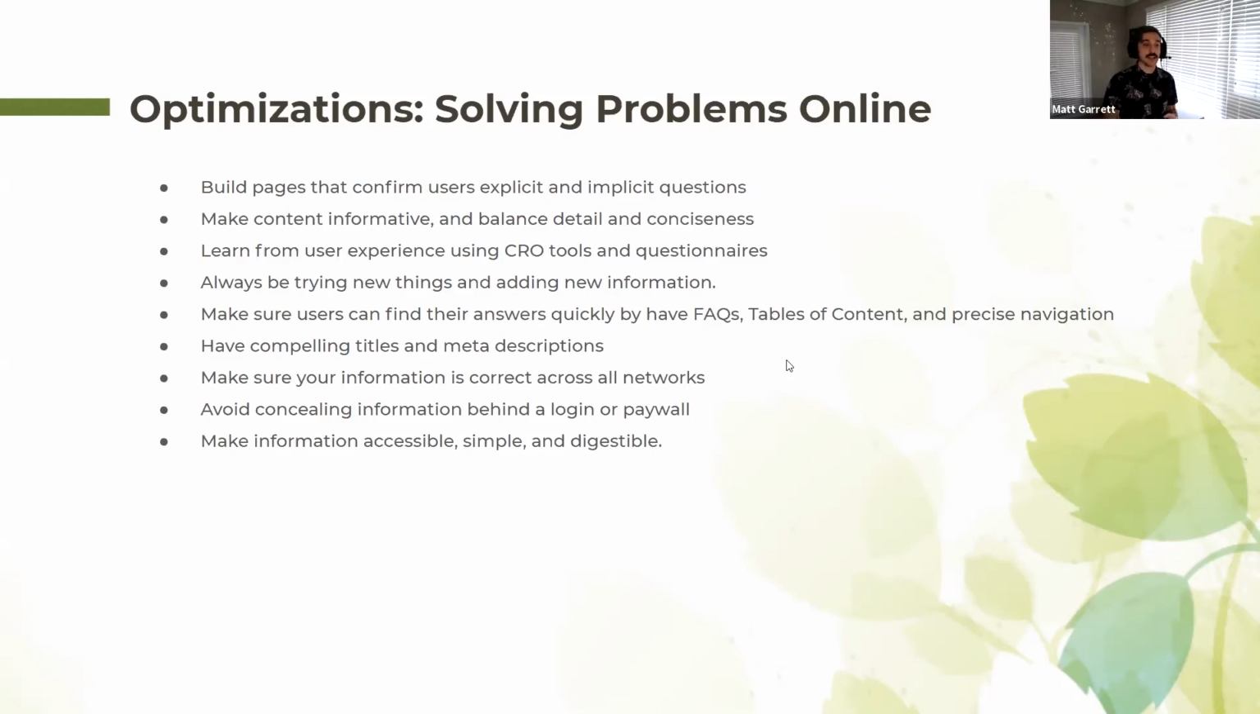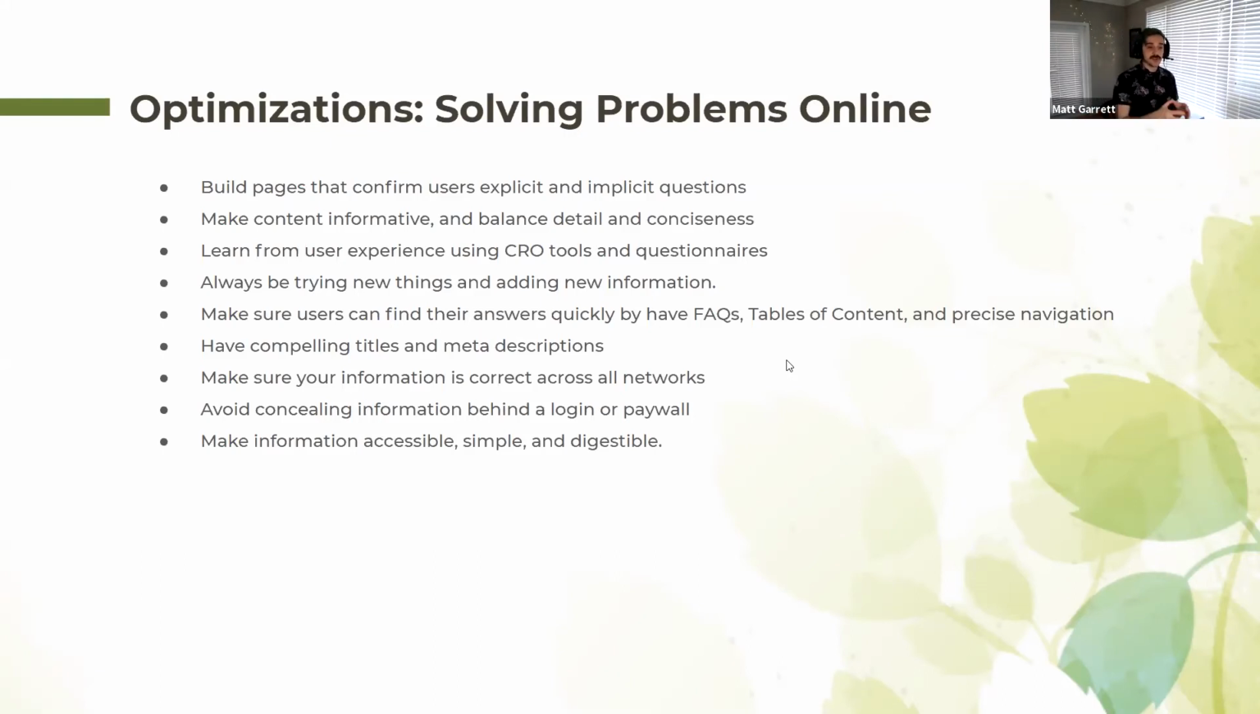Make content informative and balance detail with conciseness. I think I have it somewhere in this presentation, but just in case I don't, when you write stuff online, we try to write it so that a third grader could read and understand it, because that works the best for web content. Nine times out of 10, if information is digestible, people will use it better.